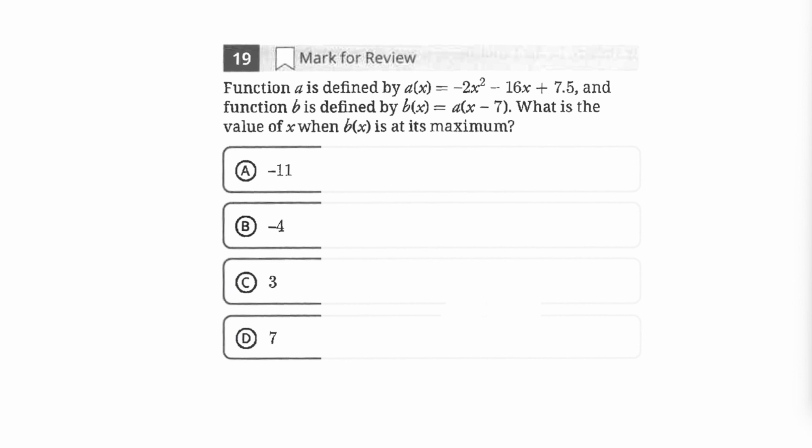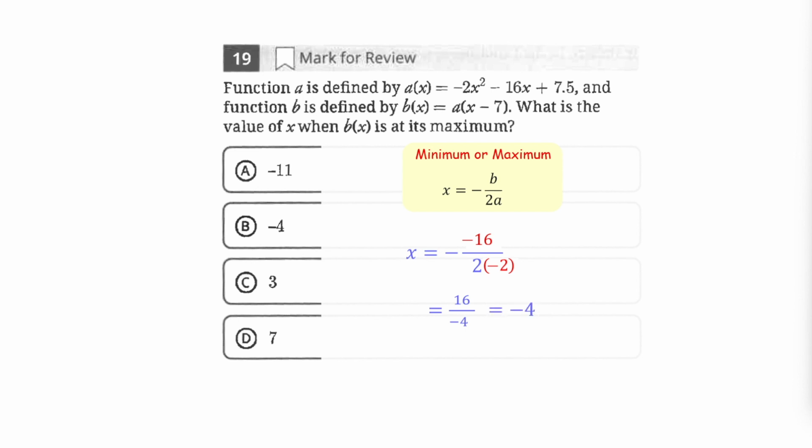Function a is defined by a of x equals negative 2x squared minus 16x plus 7.5, and function b is defined by b of x equals a of x minus 7. What is the value of x when b of x is at its maximum? When you have a quadratic function, a minimum or maximum value can be attained where x equals negative b over 2a. Let's plug in the value of b, which is negative 16, and the value of a, negative 2. When we simplify it, we get 16 over negative 4, which gives us negative 4.